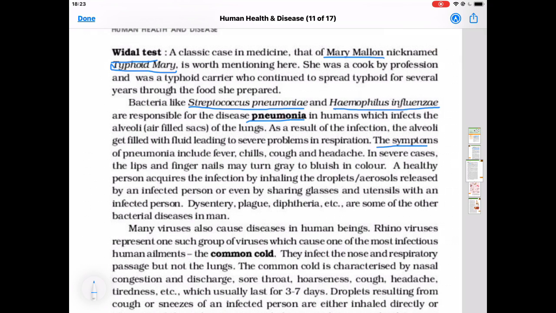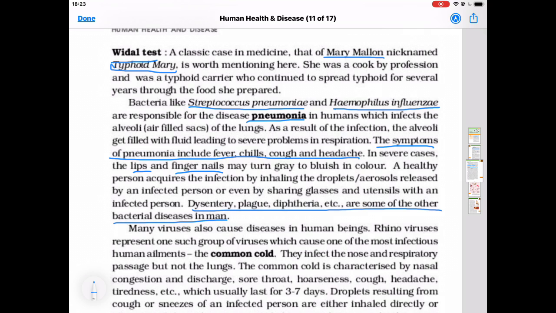The symptoms of pneumonia include fever, chills, cough, and headache. In severe cases, the lips and fingernails may turn gray to bluish in color. A healthy person acquires the infection by inhaling the droplets and aerosols released by an infected person, or even by sharing glasses and utensils with an infected person. Dysentery, plague, diphtheria, etc. are some of the bacterial diseases in man. So, a question can be asked: write two symptoms of the disease pneumonia. So, learn what the symptoms of pneumonia are, what the causal organisms of pneumonia are, etc.